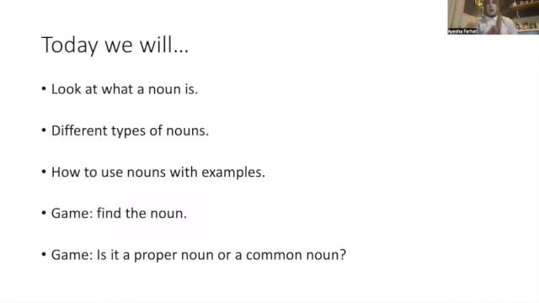So, we are going to be looking at what a noun is, different types of nouns, how to use nouns with examples, so we'll be looking at how to make sentences using nouns. And then we're going to play a couple of games, find a noun, and because there are two types of noun, we are going to play a game that allows us to see what those two types of nouns are.